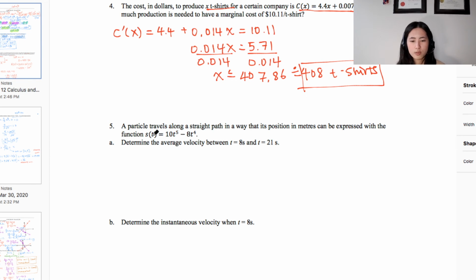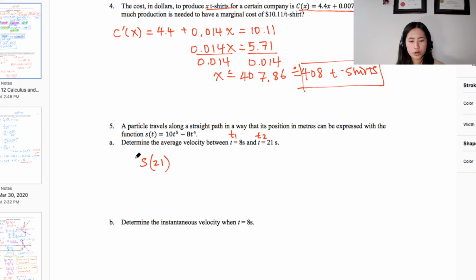Okay, you have s of t, which is equal to 10t^5 minus 8t^4. We need to determine the average velocity. If you remember, how do you find the slope of your secant? All you have to do is plug in s of t1 and t2. How do I know this is t1 and t2, or t initial and t final? Your starting point is 8 seconds, and then you're moving towards 21 seconds. That just makes t final, or t2, 21 seconds.